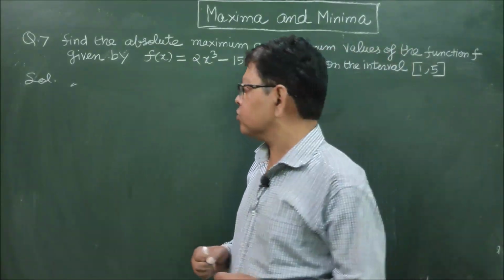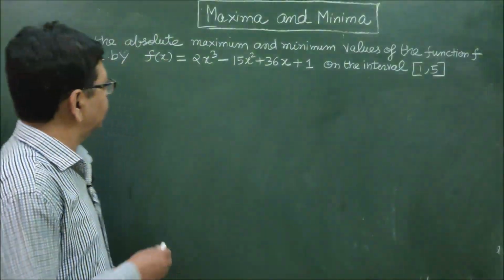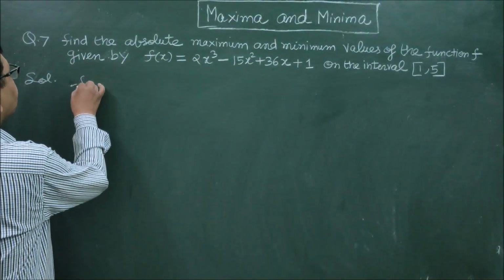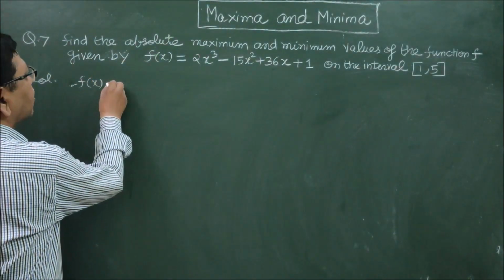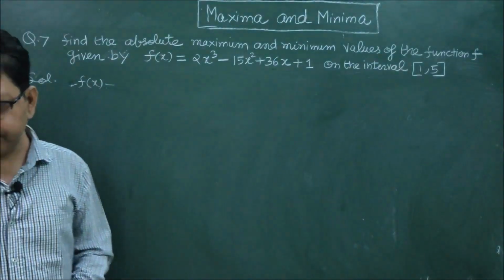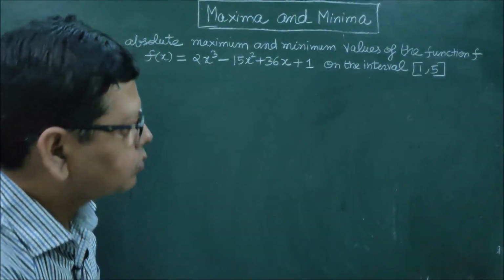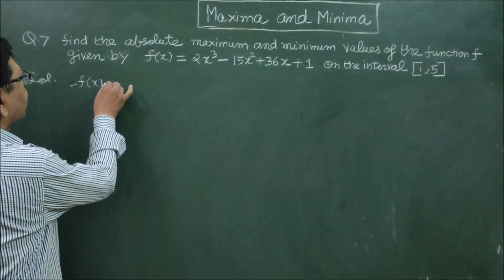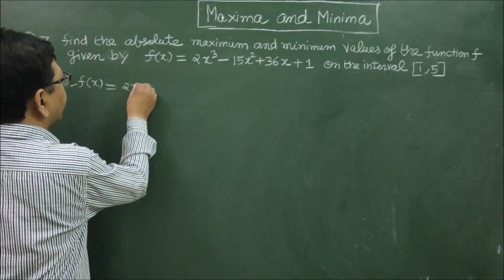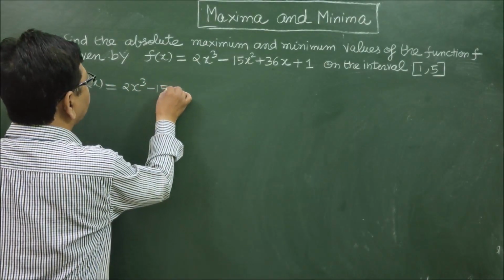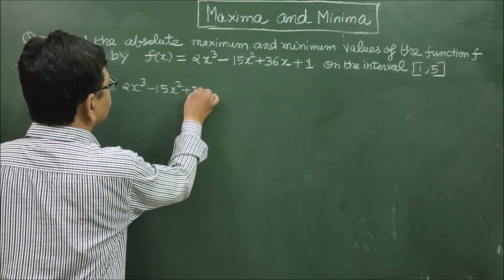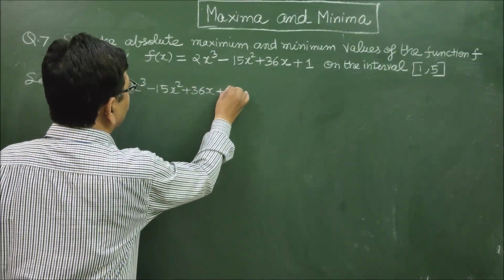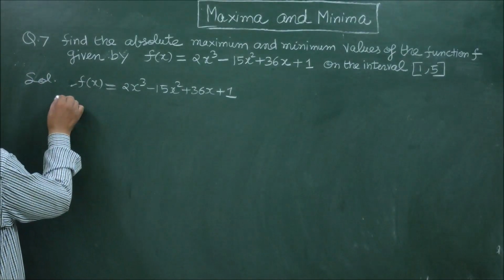So now let us solve it. First, let us consider the function f(x) is equal to 2x³ − 15x² + 36x + 1. So let us find the derivative of this function.